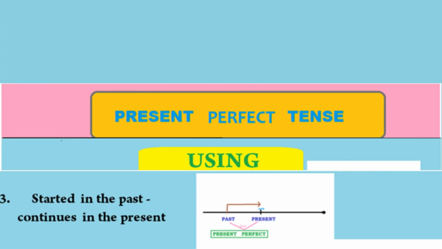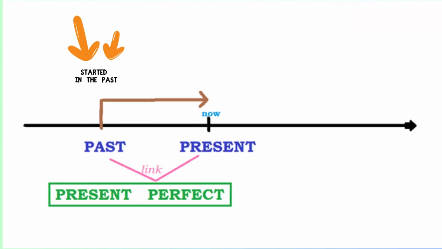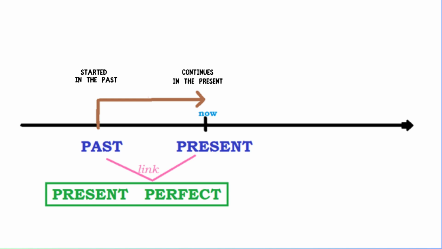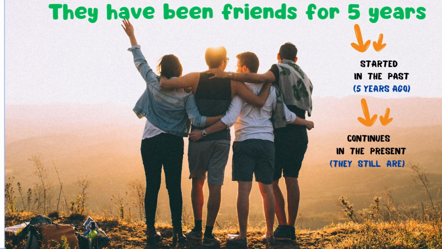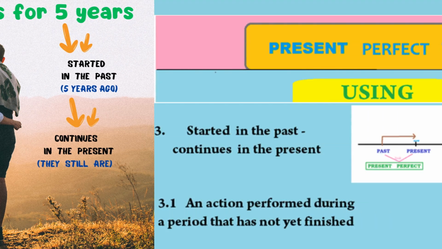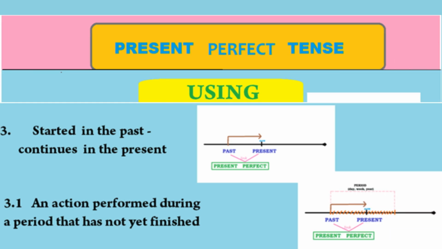Started in the past, continues in the present. We use the present perfect to talk about an action or situation that started in the past and continues in the present. An action performed during a period that has not yet finished.